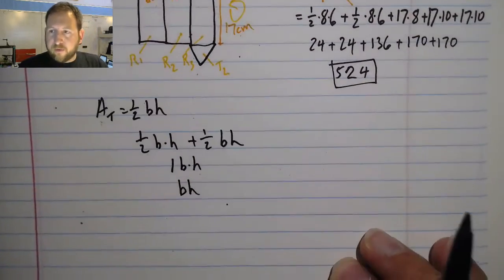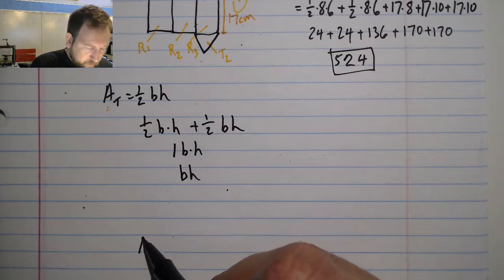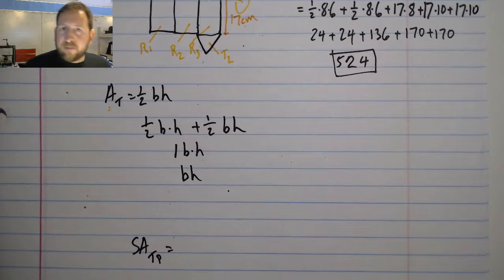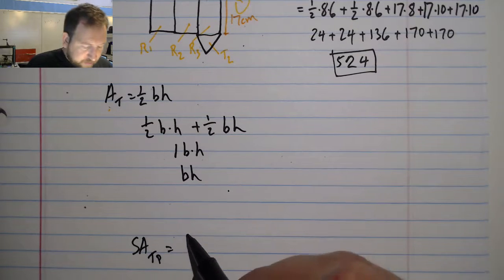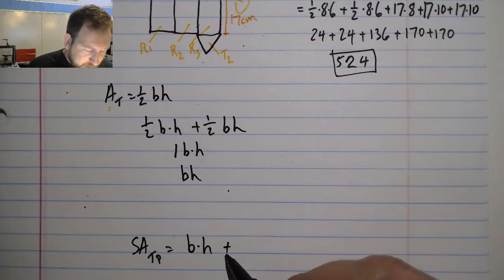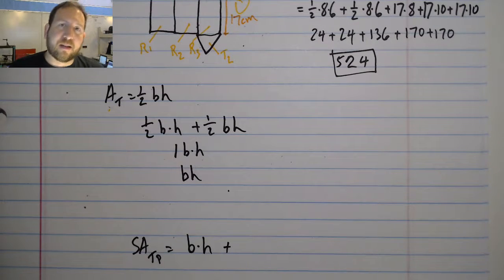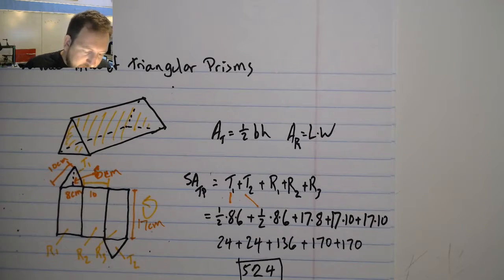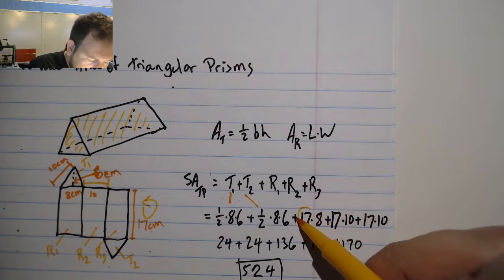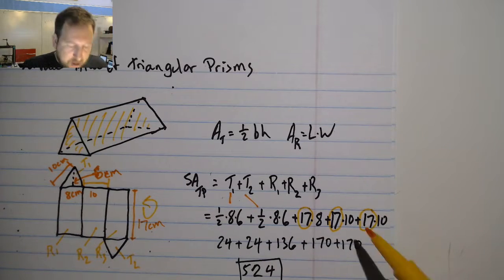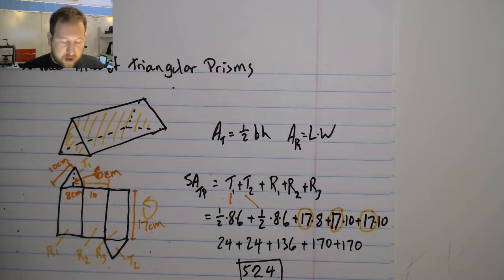So if I'm building my formula down here, my surface area of a triangular prism, to get the area of the triangles, it's just going to be base times height, because I have two triangles, so it works out that way. But I'm going to need to add in the rectangles that I've got going for me here. Notice when I was doing my rectangles, each time I was always multiplying by 17. Sometimes the second number changed, but not always.